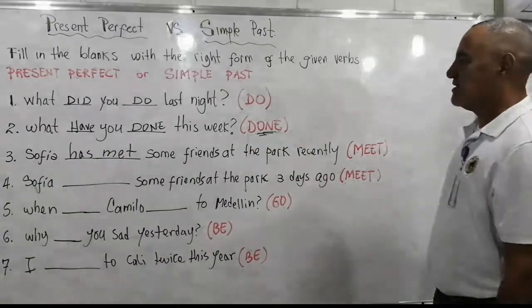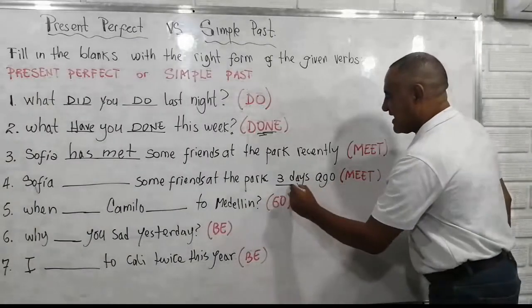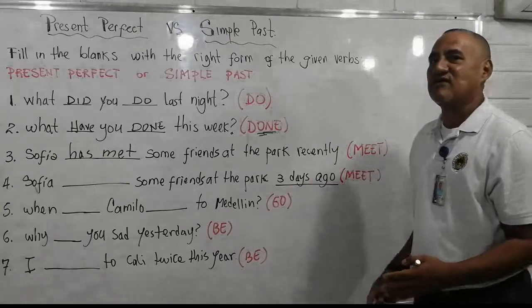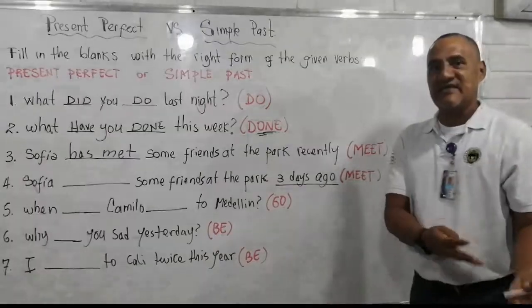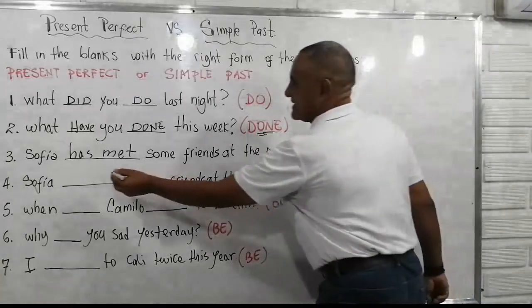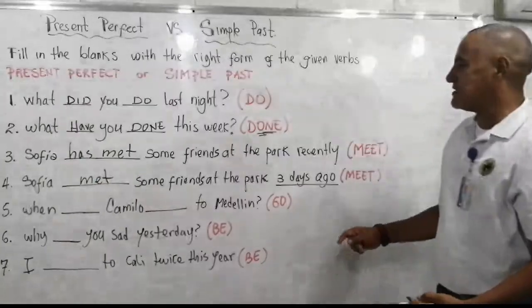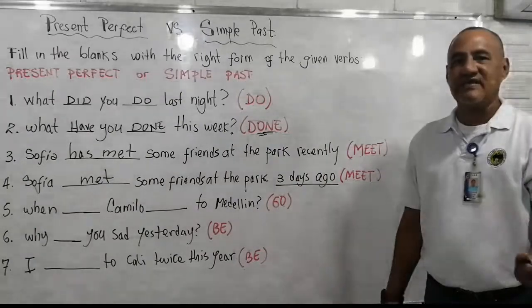Sophia has made some friends at the park recently. Number 4, look, Sophia, some friends at the park 3 days ago. 3 days ago, yeah, we know exactly when it happened. Sabemos cuándo sucedió. Then Sophia met, right? Simple past. Sophia met some friends at the park 3 days ago.